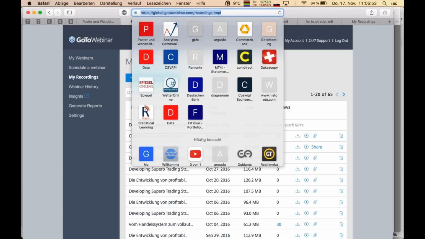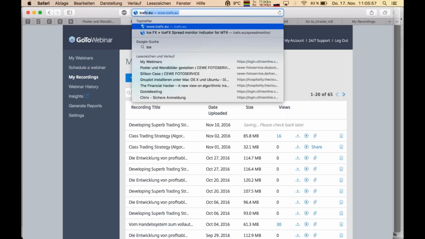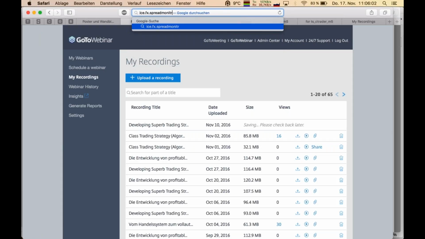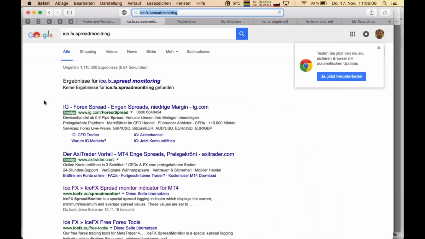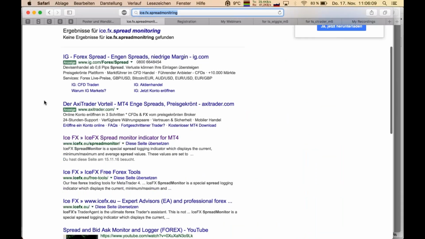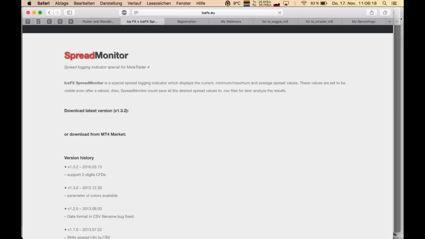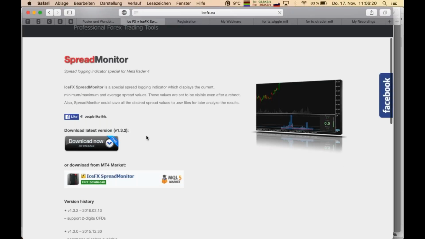And let's have a look here. That is ice.fx spread monitoring. Maybe I've misspelled it, but anyhow. And then immediately here, the third entry is a web page, isfx.eu, and there you can download exactly that indicator.